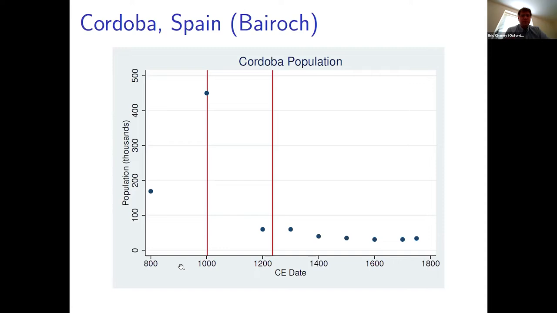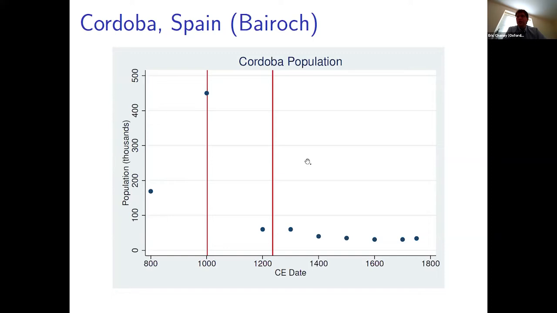Now, these two red lines are as follows. The first red line is the death of Al-Mansur, known in Spanish as Almanzor, which signified the end of the Umayyad Caliphate in Al-Andalus and the beginning of civil war in Al-Andalus and the decline of Córdoba as the capital of the Umayyad Caliphate, known as the Fitna in Arabic. And the second line is 1236, which is the Christian conquest of the city.